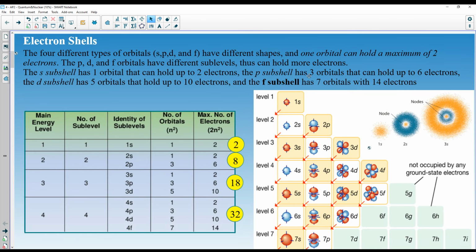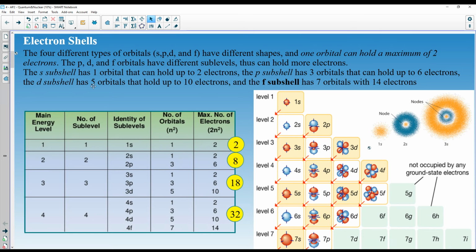And then the P subshell has 3 orbitals. So here is the P, so it has x, y, and z. So the P subshell has 3 orbitals, and each can hold 2 electrons. So together the P subshell can have 6 electrons.